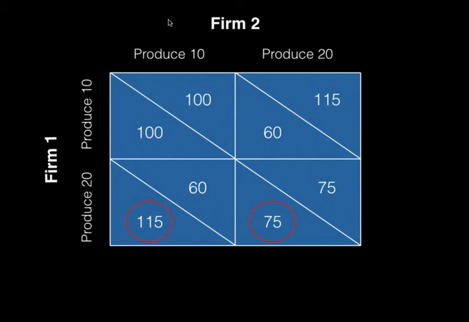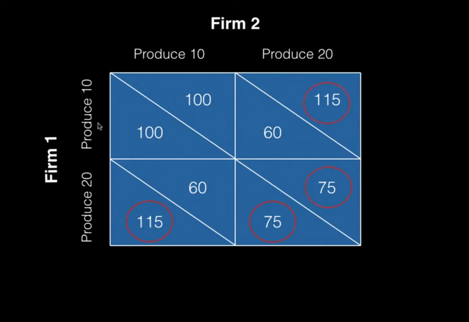So for firm one, either firm two is going to produce 10, and we're looking at this column, so we're comparing these two payoffs. It's better for firm 1 to produce 20 if firm 2 produces 10, and if firm 2 produces 20, we're looking at these two, and it's better for firm 1 to produce 20. So firm 1 has a dominant strategy of producing 20.